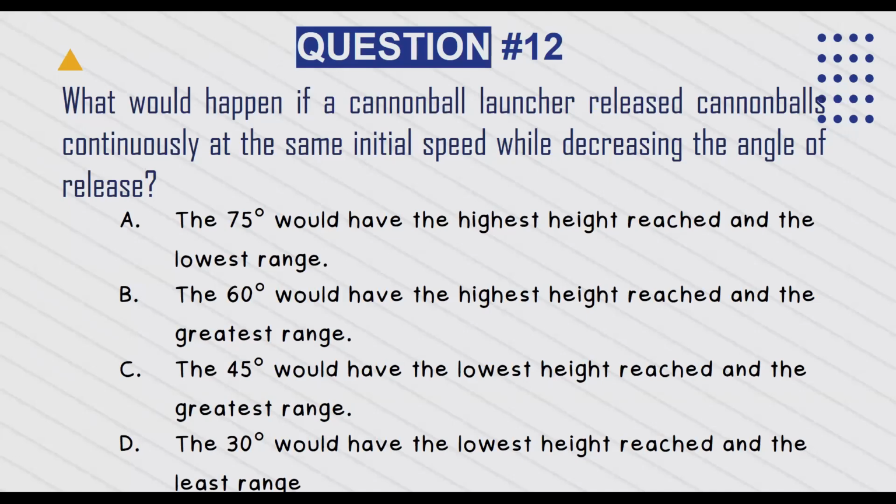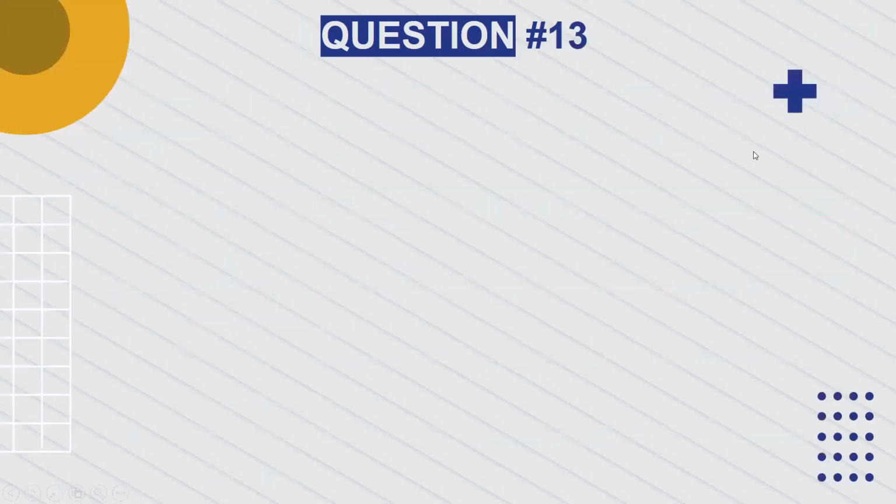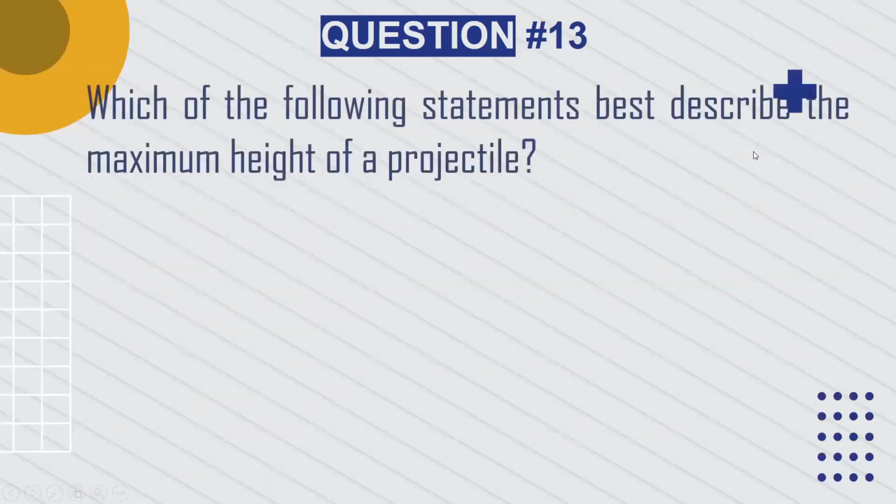C, the 45 degree would have the lowest height reach and the greatest range. So this is not true as well because the 30 degree would have the lowest height and 45 degrees, yes, has the highest range. And lastly, so letter C is not true as well. Letter D, the 30 degree would have the lowest height. Yes, that is true. And the least range. That is not true. So letter D is also false. So that leaves us with letter A. The correct answer is letter A.